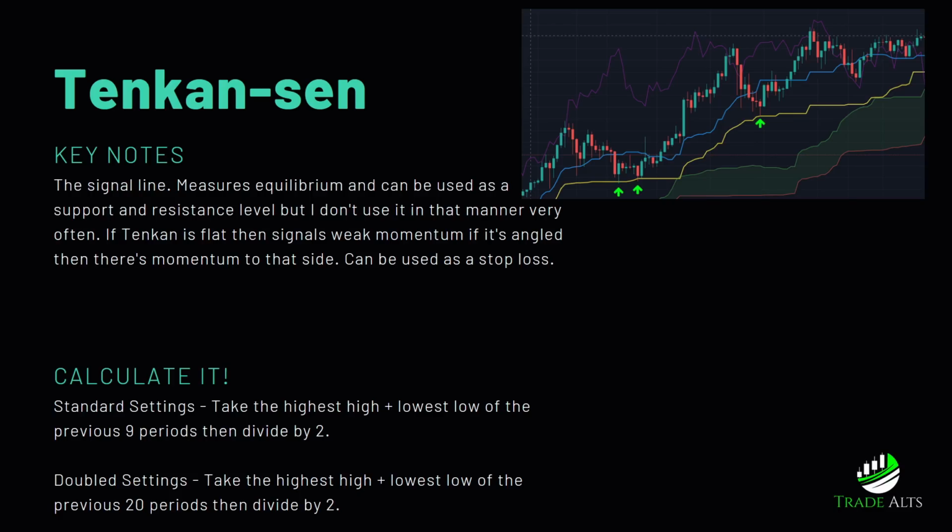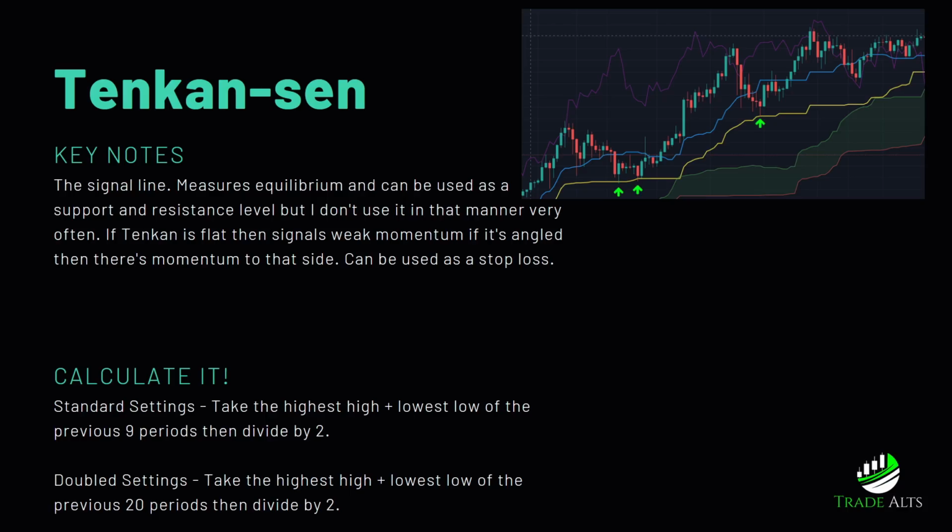I'm assuming you're probably going to want to use the same settings as me, but for every example that I give you, I am going to give you the calculations for both the standard settings and the double settings, just so you know, whichever one you decide you want to use, or some variation of it, at least you know how it's calculated. So anyway, for the standard settings, you take the highest high and the lowest low of the previous 9 periods, or 9 candles, and then you divide that by 2.